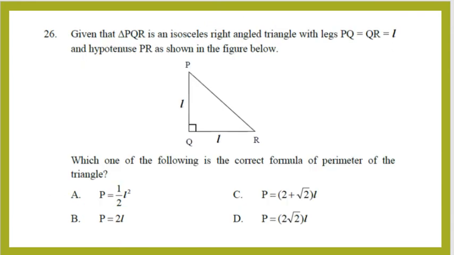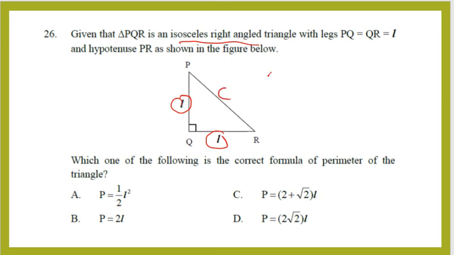Question number 26. It says given triangle PQR is an isosceles right angle triangle. That means these are the legs, the two shorter sides, and the hypotenuse side is found opposite to the 90 degrees. It's unknown, but the two legs are given as L, L, because they are equal, isosceles. Therefore, we can find the hypotenuse.